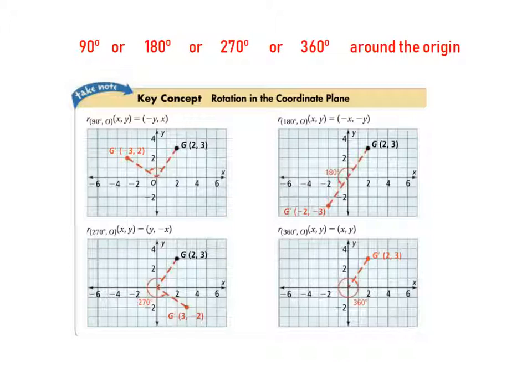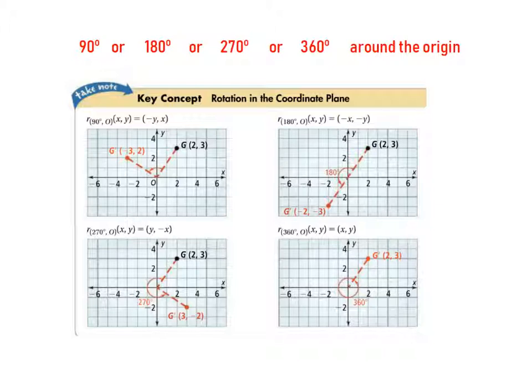Okay, that's if it's a 180. Let's talk about if it's a 360. Well, if you think about it, it's a 360, it's going to rotate all the way around, it's going to land right where it was. So that's not rocket science. Your ordered pair will stay exactly the same if you rotate at 360 degrees.